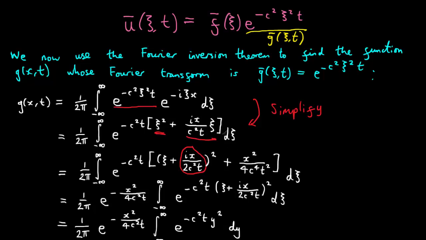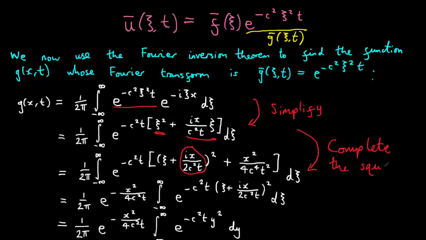And so consequently we have to add that term back on. So we add on x squared over 4 c to the 4 t squared. So this step here, to get from the second line to the third line, we're just completing the square.